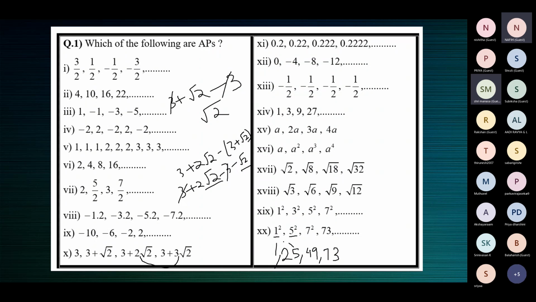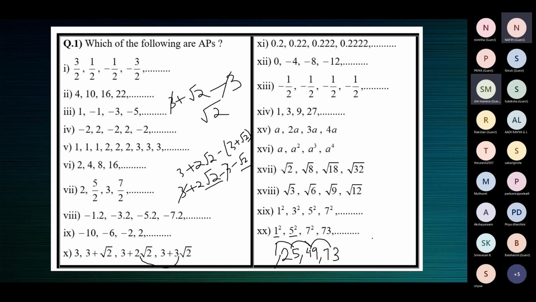So 25 minus 1 is 24. 49 minus 25 is 24. 73 minus 49 is 24. Yes. So the last one, the 20th one, forms an arithmetic progression.